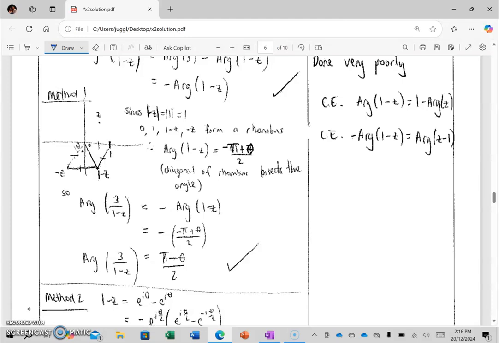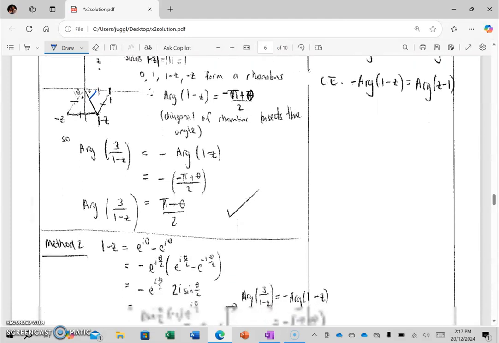So what you got here when you work out 1 minus z, that's 1 plus negative z. So if you add a distance of 1, this shape here is a rhombus. So O, 1, this 1 minus z, negative z is a rhombus. Okay, and the property of a rhombus, the diagonal bisects there. So if you work out this argument here all the way to negative z, that's going to be negative pi plus theta. And then if you halve that, negative pi plus theta on 2, that's going to be that angle there. So therefore, for the final answer, you need to take the negative of this answer. So the final answer is pi minus theta on 2.